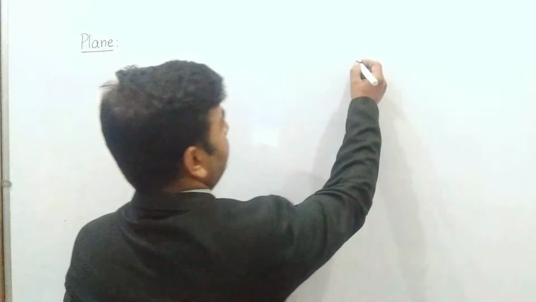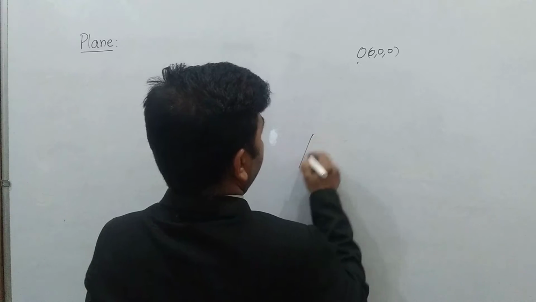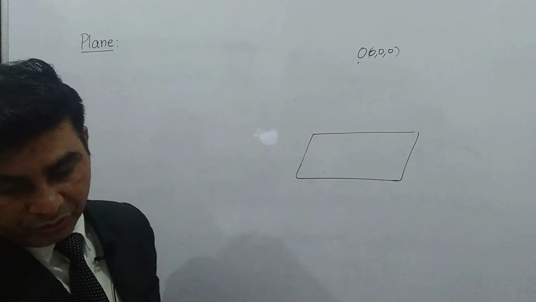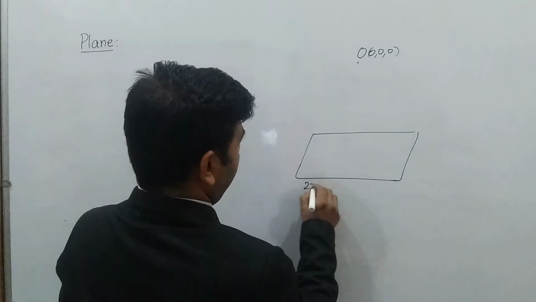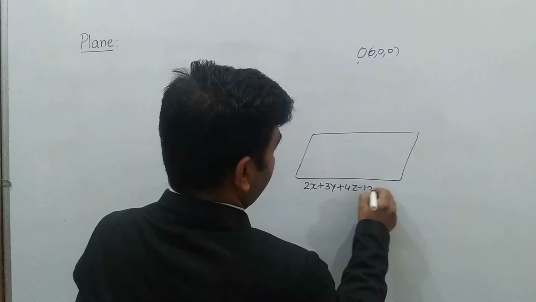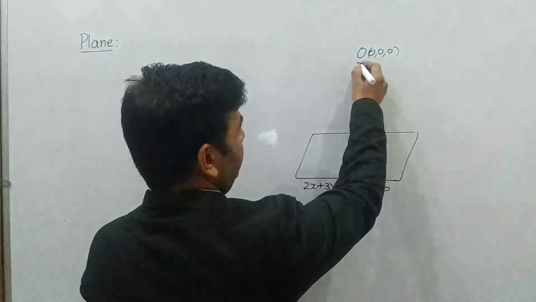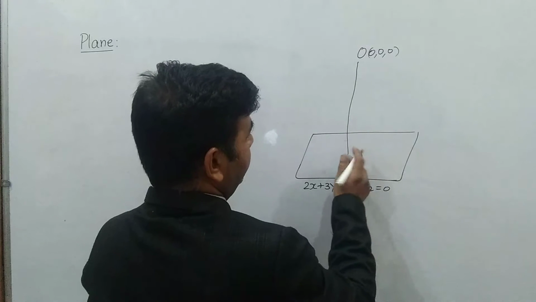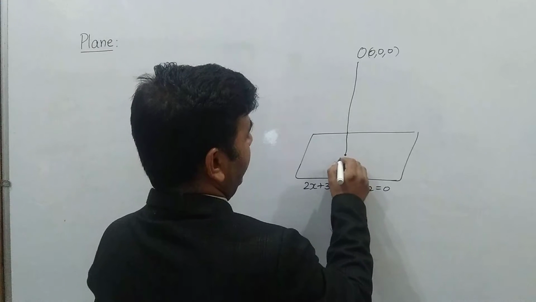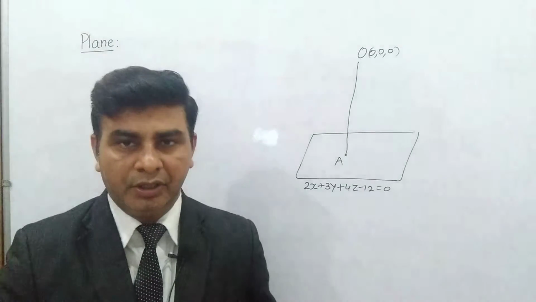So let me take this as the origin point, with coordinates 0, 0, 0, and this is the plane given to us, whose equation is 2x plus 3y plus 4z minus 12 equal to 0. This is the equation of the plane given to us. A perpendicular is drawn from this point on the plane and we want to find the coordinates of this point. Let this be A.